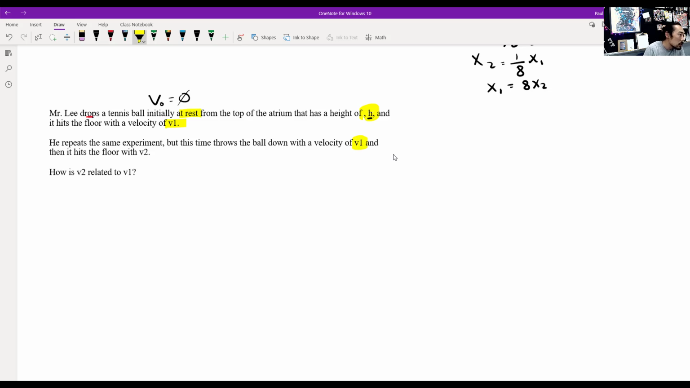A v1, and then hits the floor with v2. How is v2 related to v1? So I think it's important for this one to sketch it out. We haven't sketched one out before, but this one's going to be important.